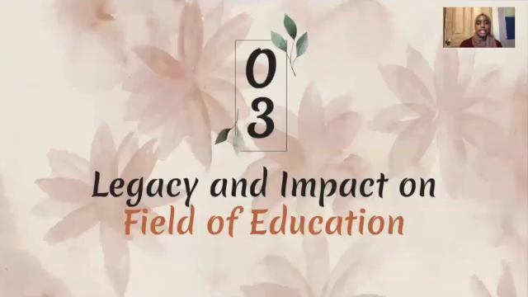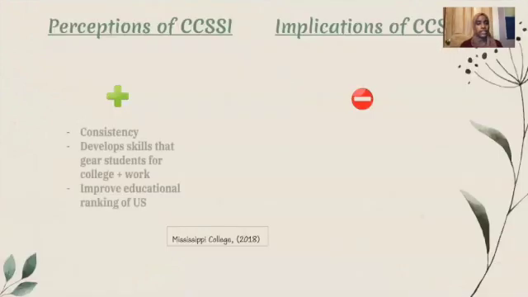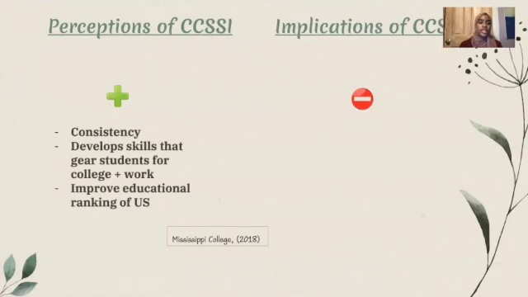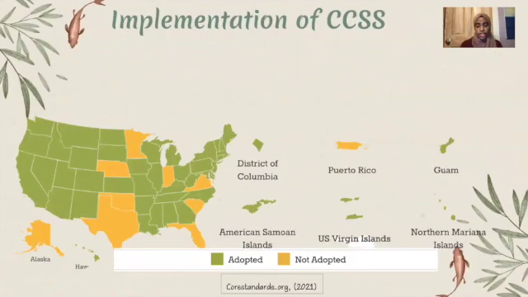Now, what's its legacy and impact on the field of education today? Some are positive, some are negative, it's like everything. So there's consistency, for example, across the states, developing skills for students to prepare them for college and for work, and improved educational rankings in the US in general as compared to where it was before. On the other hand, educators and students were overwhelmed, they were stressed, they felt there was a short amount of time to apply all these standards, and a difficult transition. So some are positive and negative, as we can see.